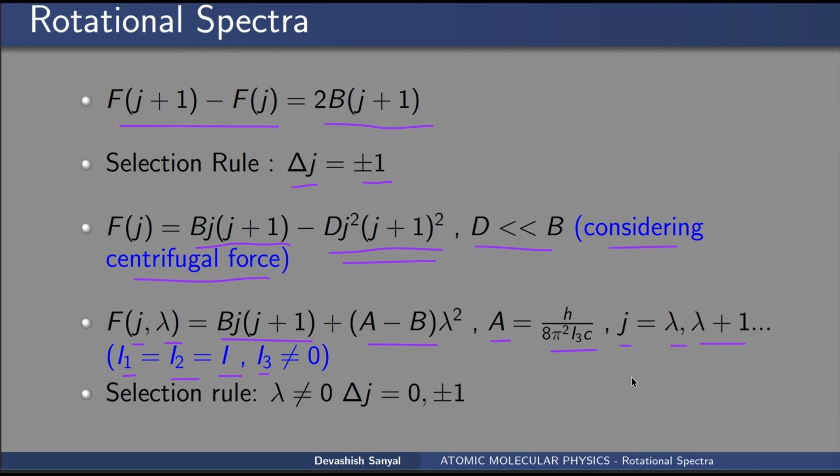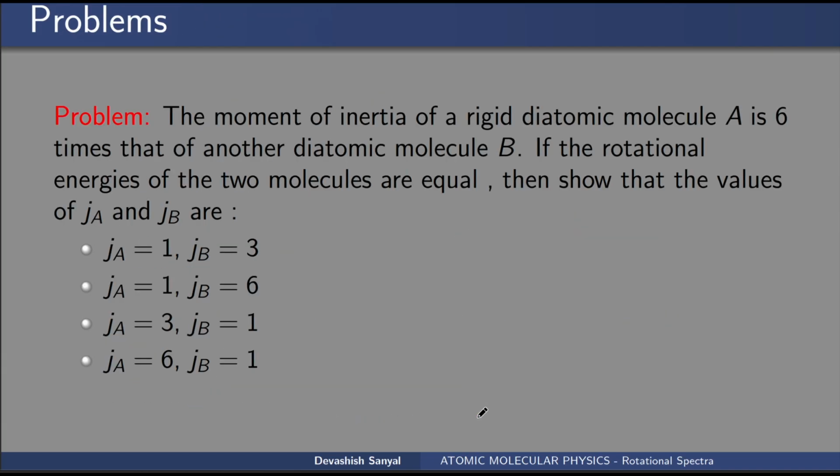So those are the missing energies when we have a rotating molecule like this one, satisfying this condition. So in that case, when lambda is not equal to 0, our selection rule is delta j is equal to 0, plus minus 1. So we can now do a problem.